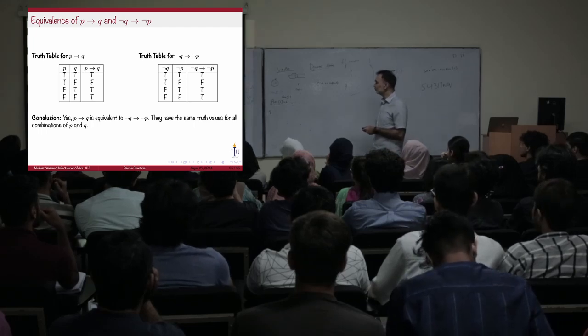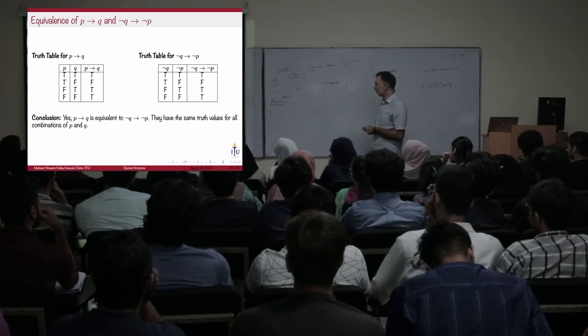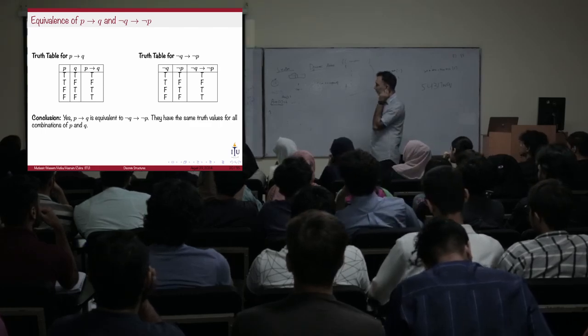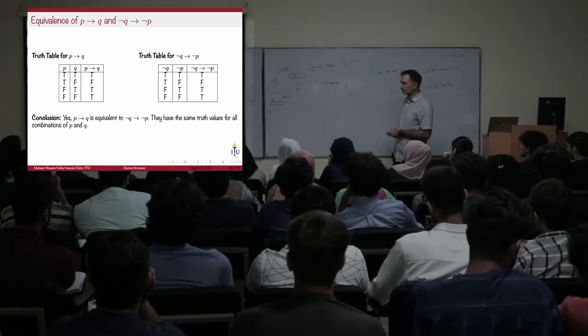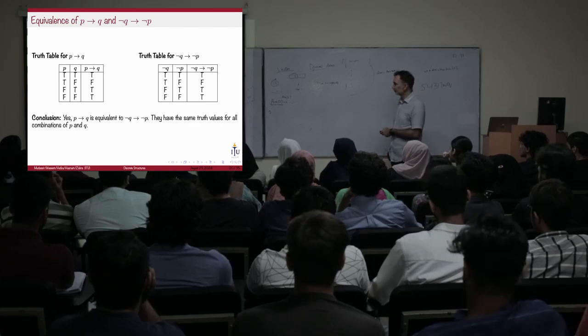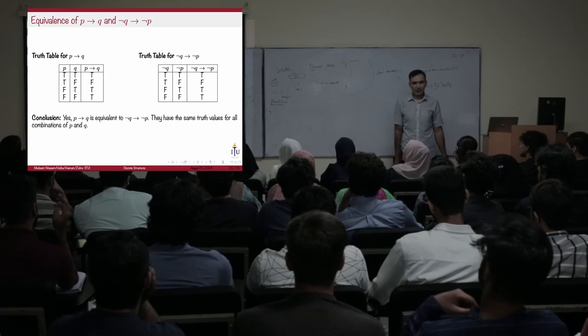If you make their truth tables, you will see that you will get exactly the same thing, which is T, F, T, T, T, F, T, T. Okay. Awesome. So we conclude that a statement is equivalent to its contrapositive. I hope this is clear to everyone. If you have any questions, ask me. Now is the time.